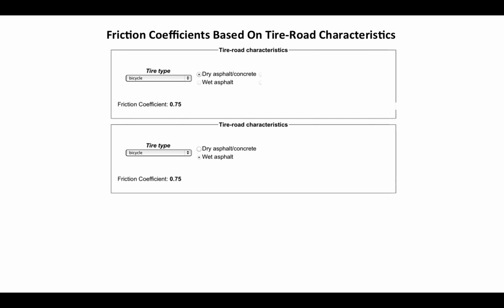We can make this leap and say that, therefore, for our bicycle tire under the conditions of wet asphalt, the friction coefficient is going to be 0.75 times 70%, which is 0.53. Let's just make it an even 0.5.